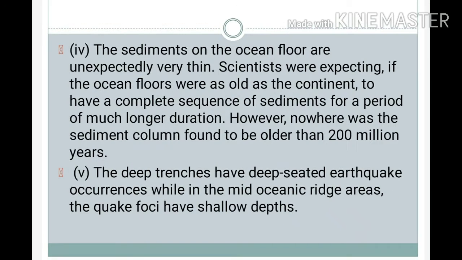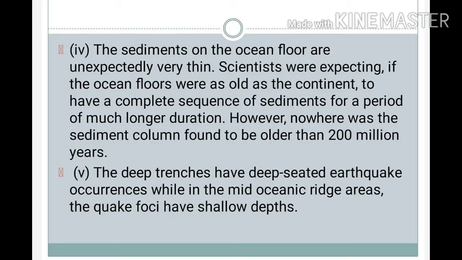The fourth fact which was revealed after the mapping of the ocean floor was that the sediments present on the ocean floor are unexpectedly very thin. Most of the scientists were expecting, if the ocean floors were as old as the continents, to have a complete sequence of sediments for a period of much longer duration. However, nowhere was the sediment column found to be older than 200 million years.